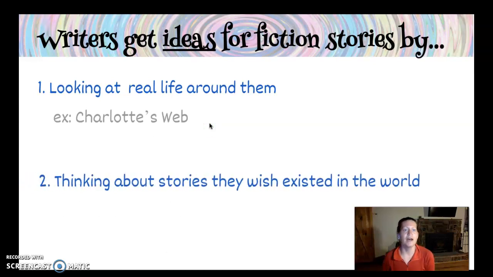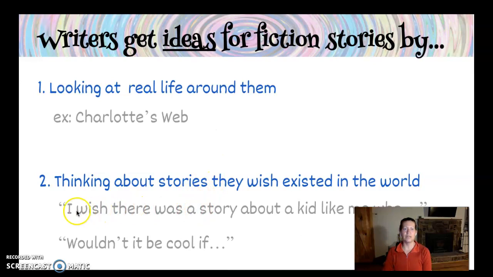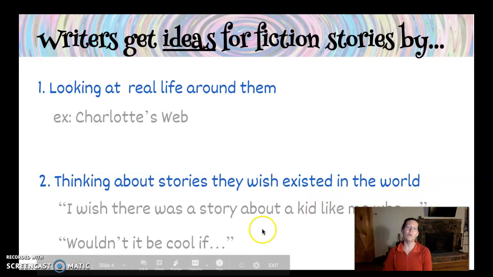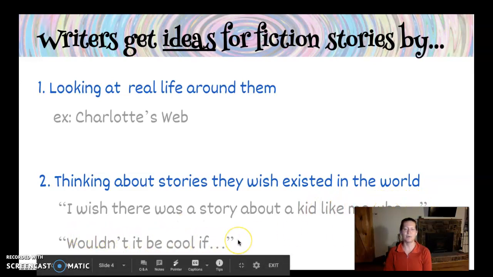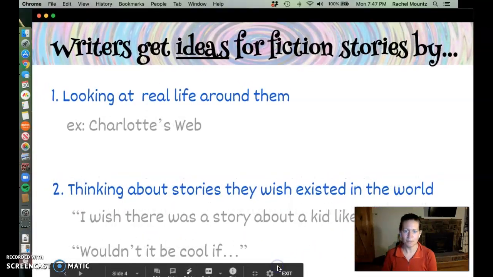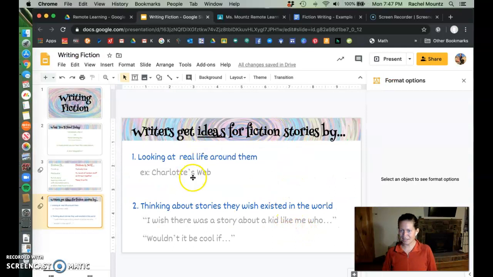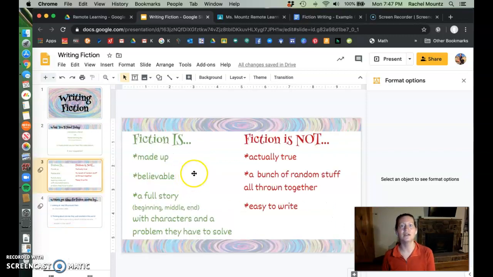Another way that writers get ideas for fiction stories is by thinking about stories they wish existed in the world. So you could think about a story about a kid like you, or a story that would just be really cool if someone wrote it. We're going to dive a little bit more into that in a second here, okay? All right, so you can come back to this slide if you need to. I'll post this presentation. I haven't done it quite yet, but by the time you see this, I will post the presentation if you want to take a look.